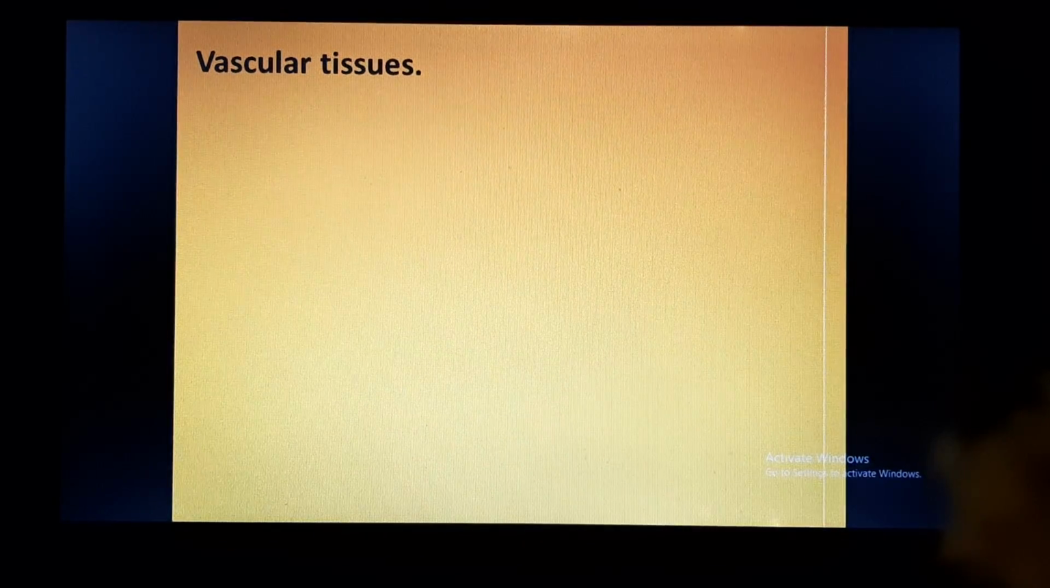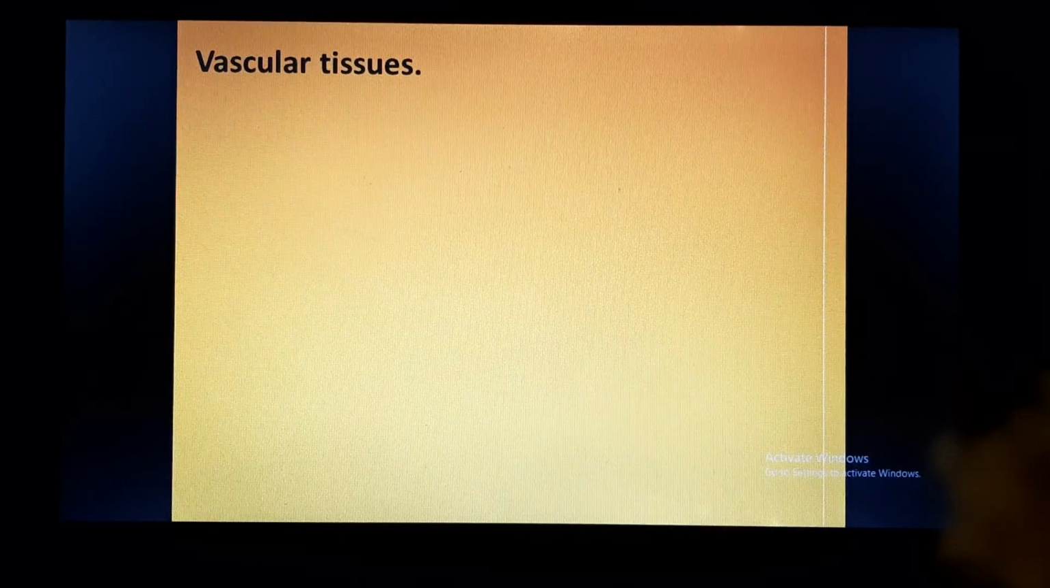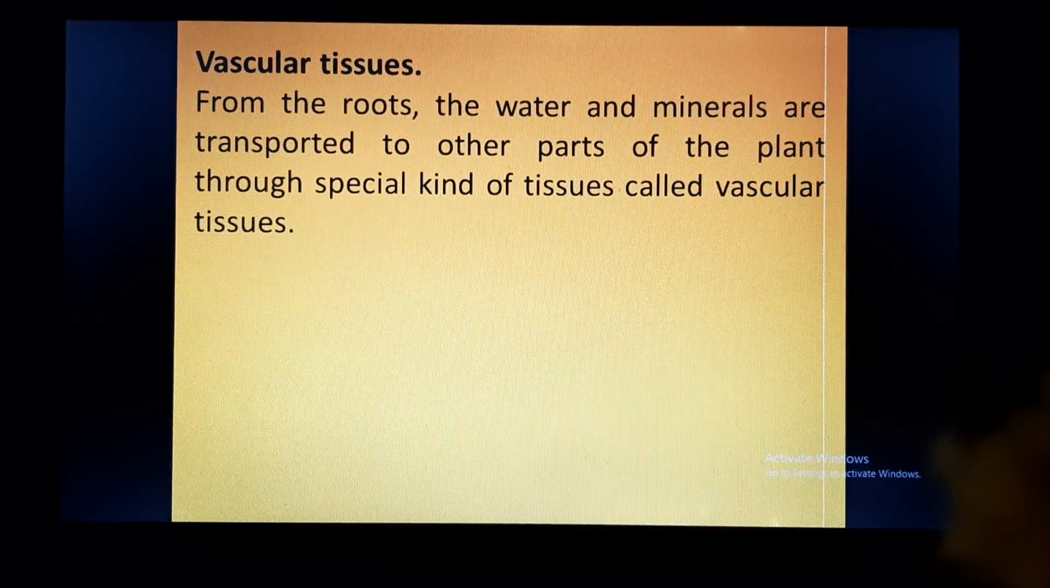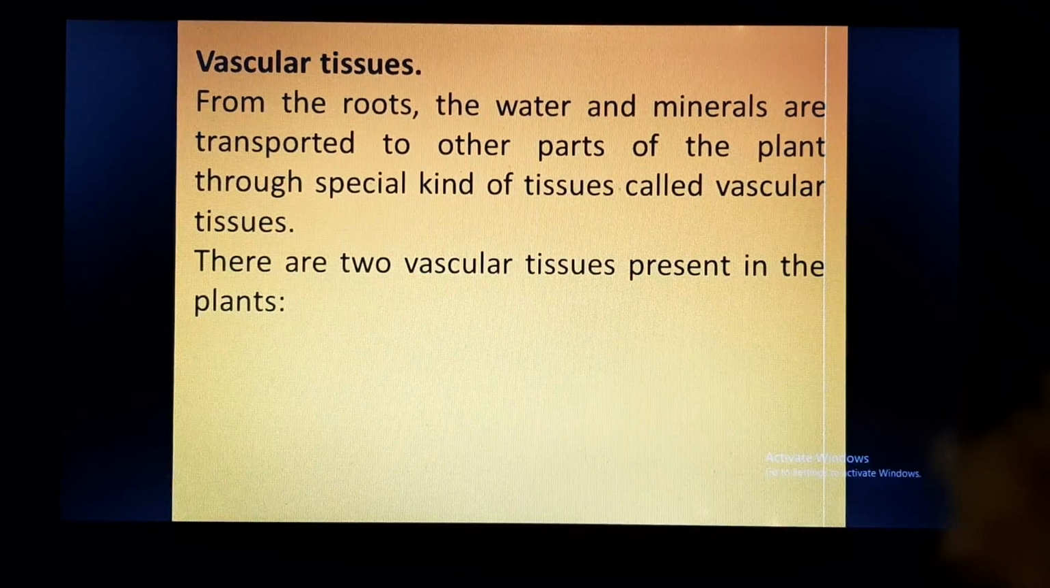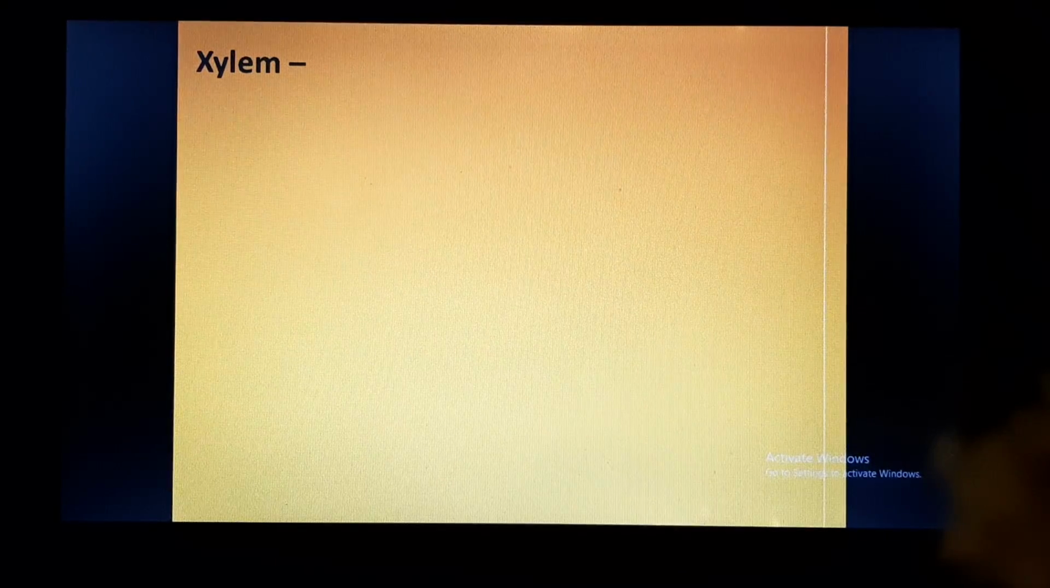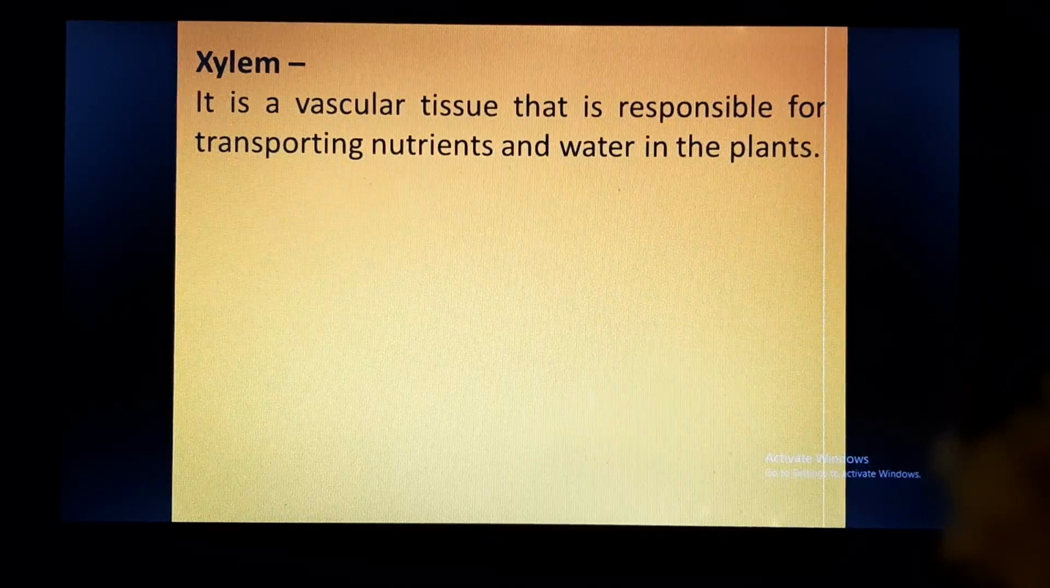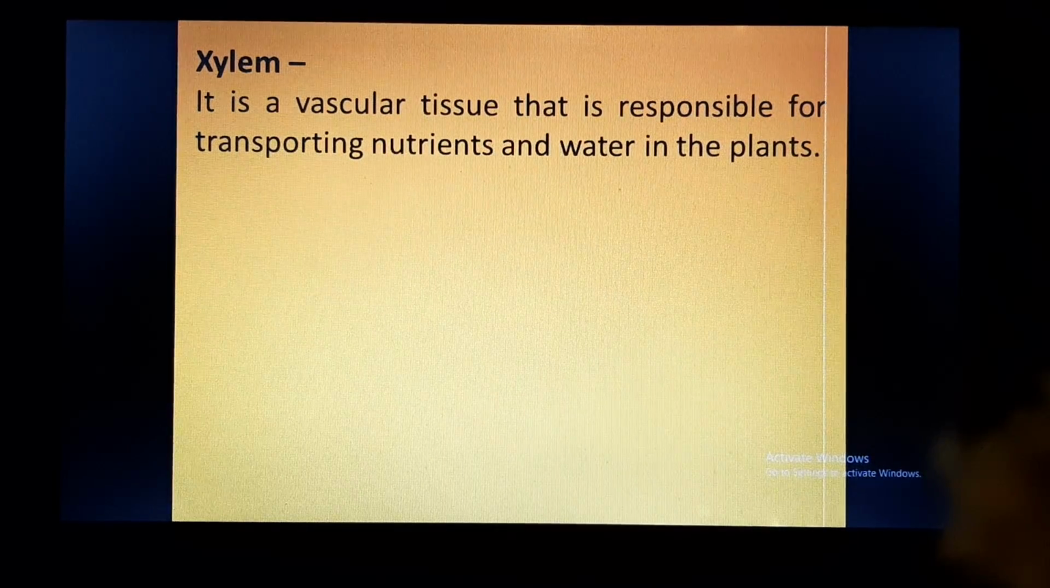Now we'll discuss vascular tissues. We have discussed that there is absorption of water and minerals, but how are they transported? From the roots, the water and minerals are transported to other parts of the plant through a special kind of tissue called vascular tissues. There are two types of vascular tissues present in plants. First is xylem. Xylem is a vascular tissue responsible for transporting nutrients and water in the plants.